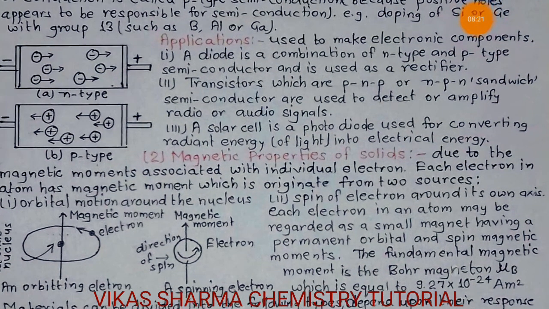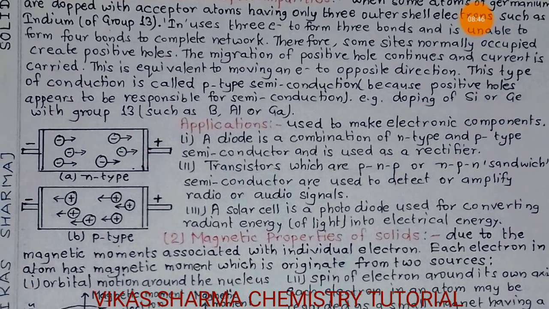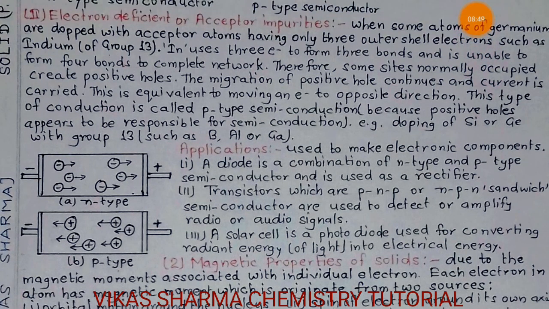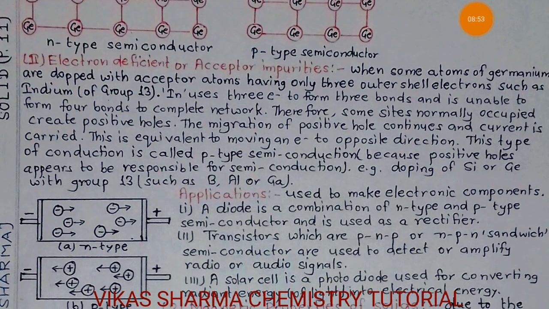So what are the applications? Used to make electronic components. First, a diode is a combination of N-type and P-type semiconductors and is used as a rectifier. Second one, transistors, which are PNP or NPN sandwich semiconductors, are used to detect or amplify radio or audio signals. And third one, a solar cell is a photodiode used for converting radiant energy of light into electrical energy. So students, on display you have seen this N-type and P-type semiconductor.